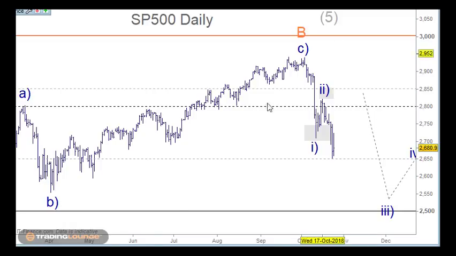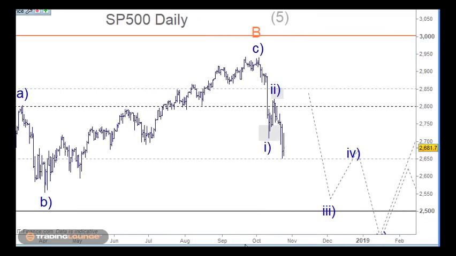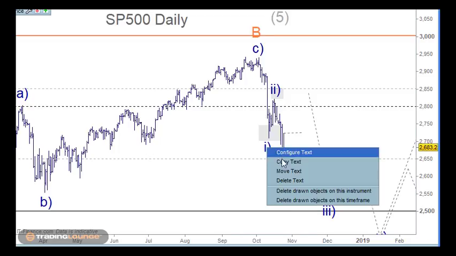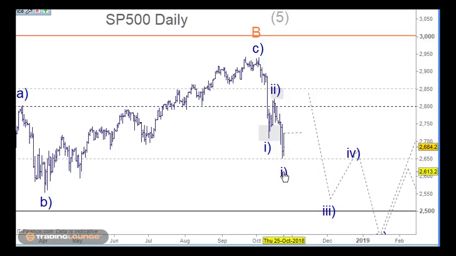So it's possible that we can get a bounce here, and even though I've got this here, if that high that I've mentioned, the daily high here, gets taken out, then we'll need to look at this as wave 1 here, and wave 2 back over into this space here.